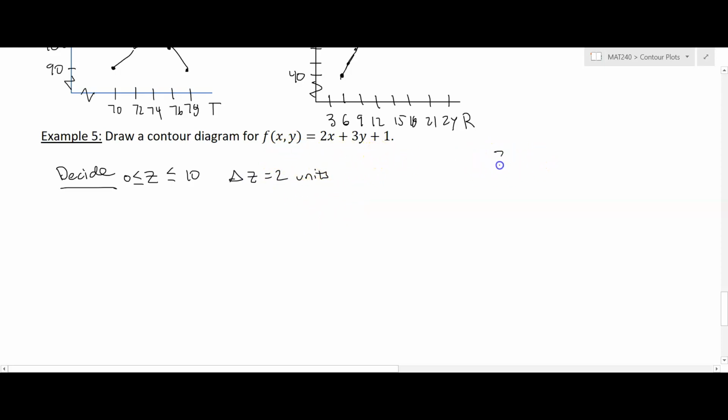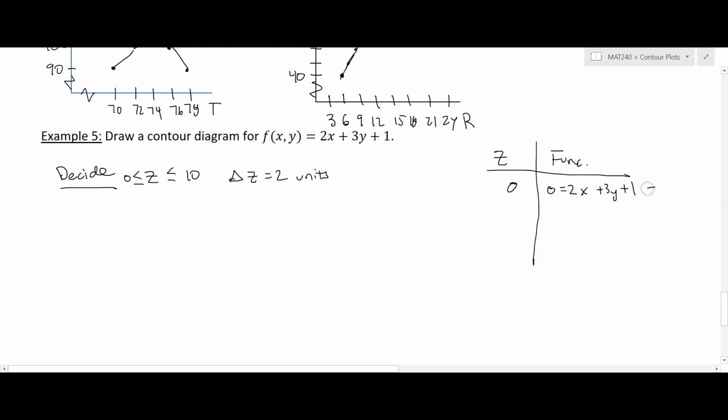So here's what I'm going to do. I'm going to set the value of z constant, make myself a nice little table, and then I'm going to look at the function. So if z is 0, that means I'll have 0 equals 2x plus 3y plus 1. Well, what kind of function is that? The way it's arranged, it doesn't really appear to be, but it is actually linear.